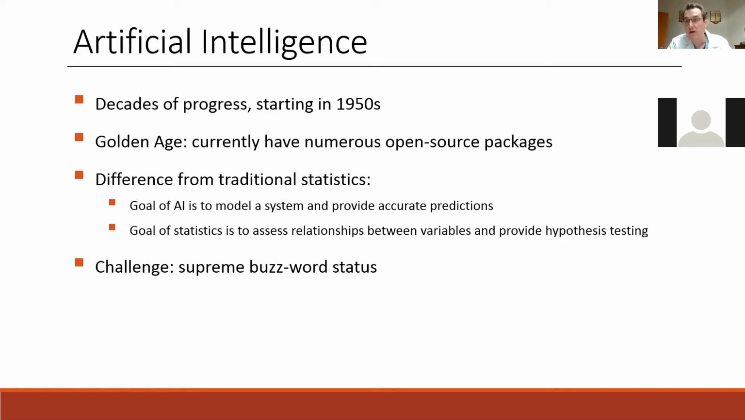So, contrary to popular belief, this is not a new science. It's actually rather mature. It started in the 1950s. Thus far, there are decades of progress. And I would say right now we're in a golden age. And that's because we really have numerous open source, excellent packages that can be used by any clinician or data scientist who has a little bit of programming experience. And even those who don't have any programming experience. It's becoming more accessible all the time. And these packages are actively investigated, and there's new things coming out all the time.